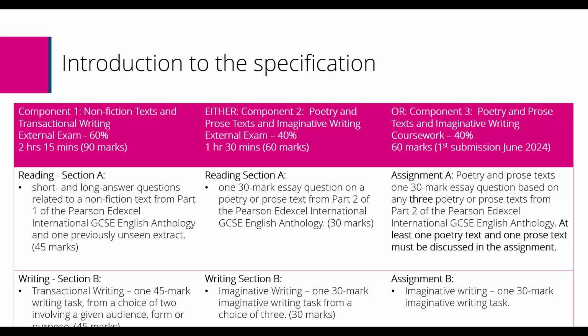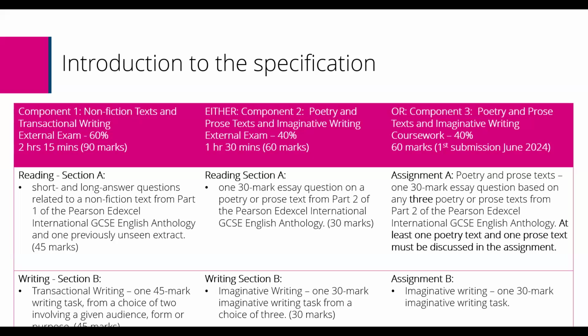And then in section B, they are given a choice of 2 transactional writing tasks that have a loose connection to the theme, really, of the section A materials. They'll be given an audience, form and purpose, and they're marked there for AO4 and AO5. And we'll be talking about those assessment objectives a bit later on.